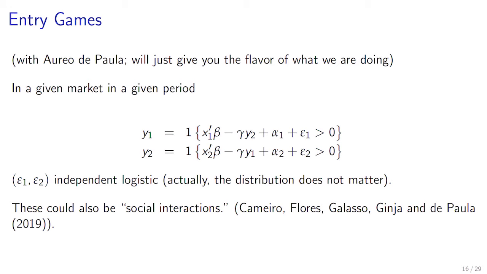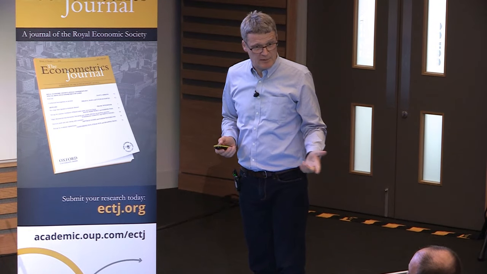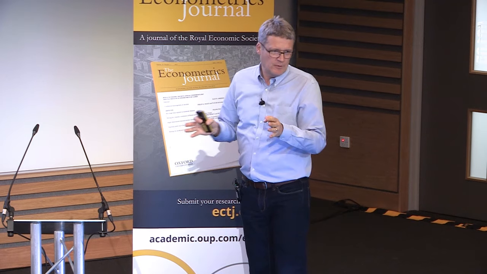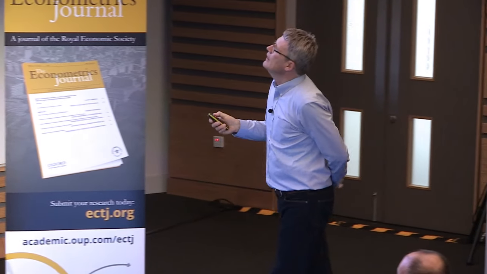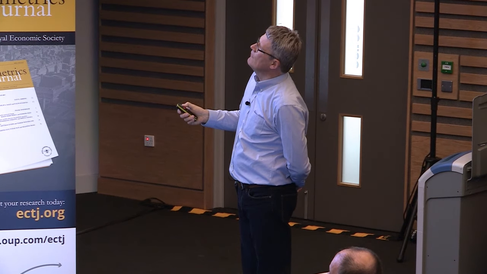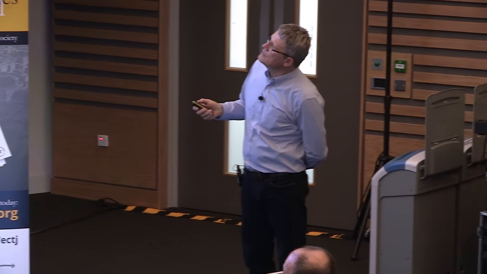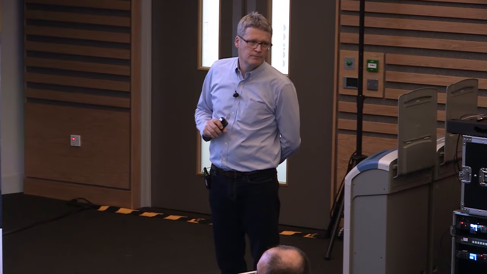Okay? So in work that I'm doing right now, we have some results, but we're still working on it. With Honoré de Paula, we're looking at models like this, but in a panel data setting. In the simplest case, we take the Bresnahan-Reiss model, people refer to Bresnahan-Reiss for entry games, and put in individual-specific fixed effects alpha 1 and alpha 2. Then we ask ourselves, what can you say about beta?